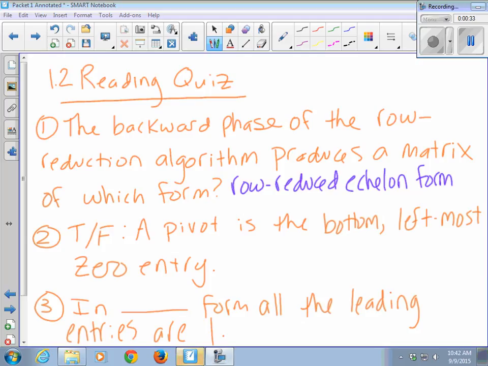Do you get half a point if I had reduced and I erased it? No. Okay, true or false? A pivot is the bottom leftmost zero entry. False. In what form are all the leading entries 1? Reduced echelon form or row reduced echelon form.